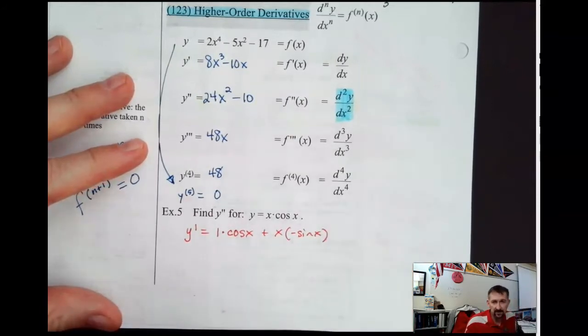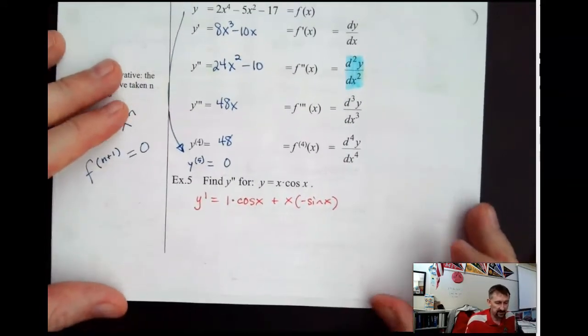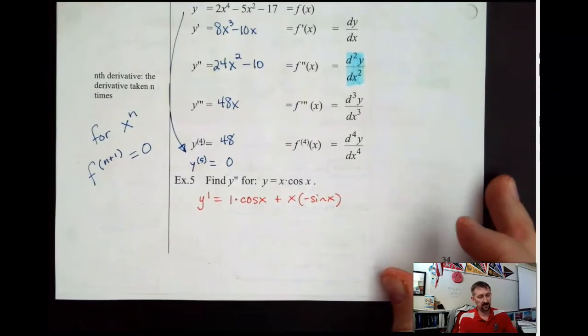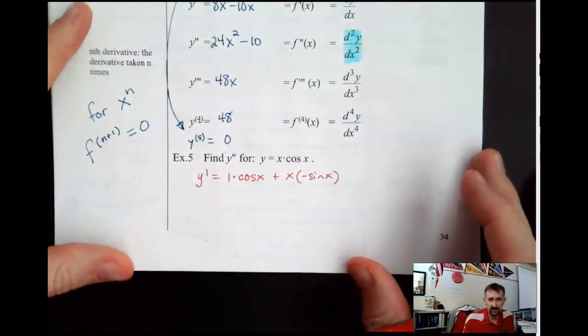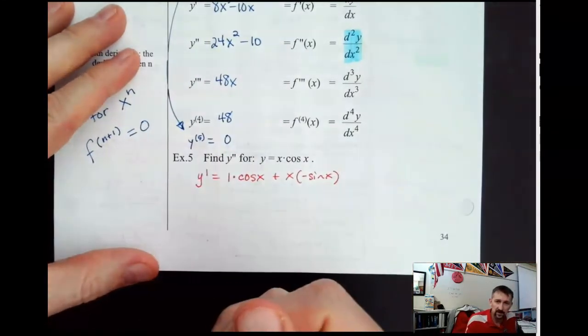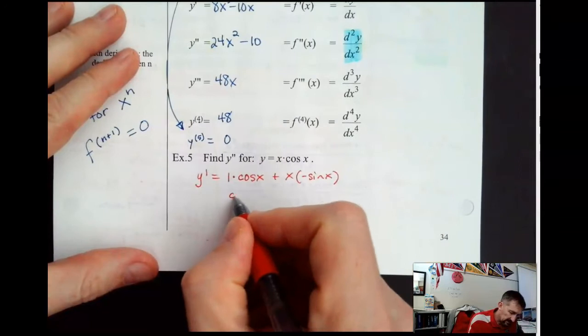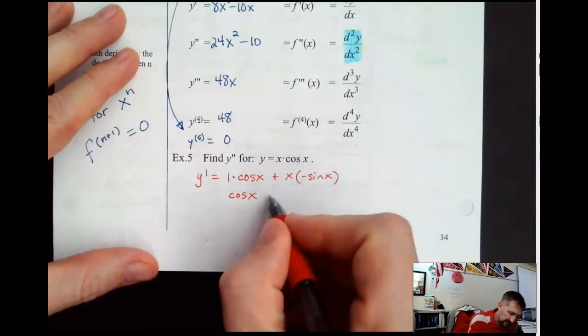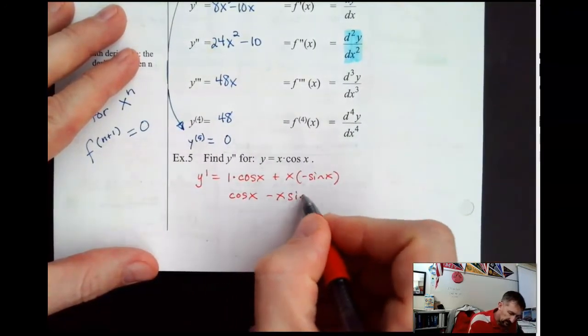So it's just patterns. It's just a lot of memorizing the details of how to do things. And a lot of calculus is not too bad. Some of it's hard, but most of it is just memorizing what to do and doing it. So that leaves us with cosine x minus x sine x.